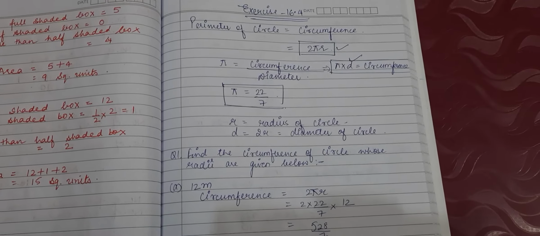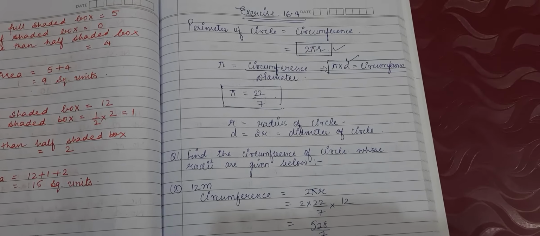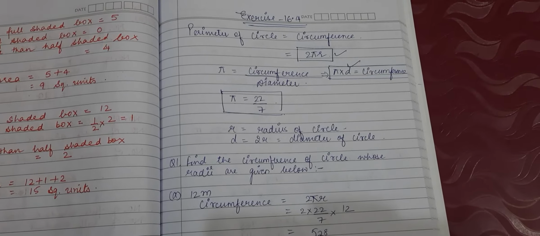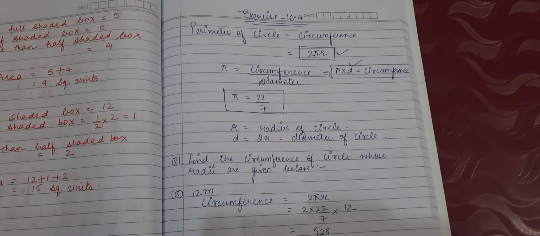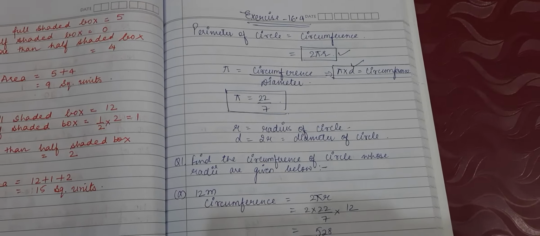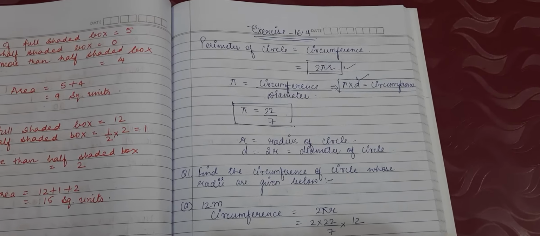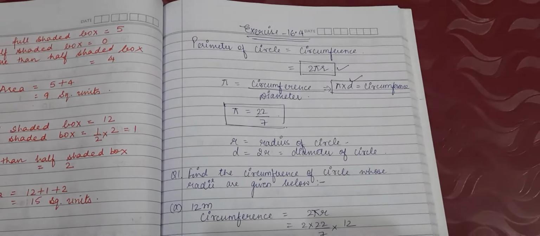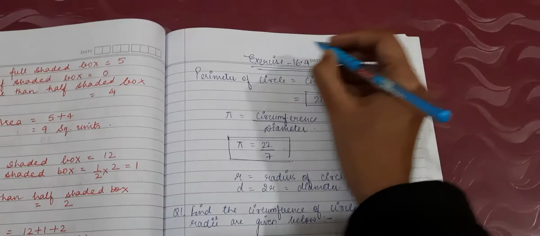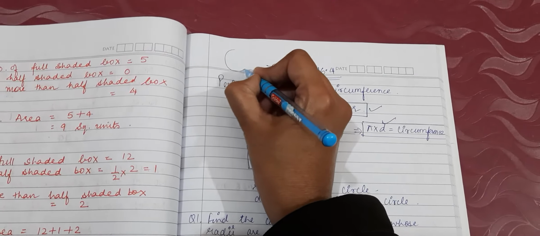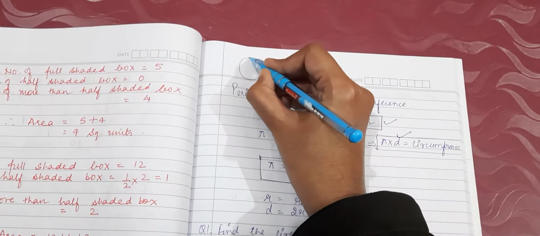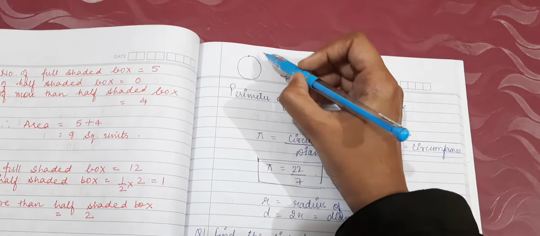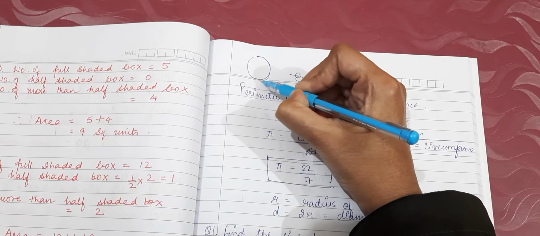Hello everyone. Today we'll be starting with exercise 16.4, in which we are going to talk about certain concepts of circle. Now we are going to talk about the perimeter of a circle, which we call the circumference. Circumference means the distance in a circular disc or any circular figure, from the starting position to the final position.